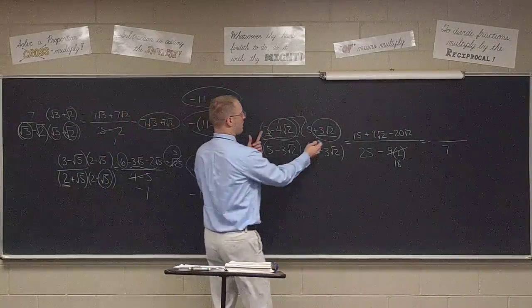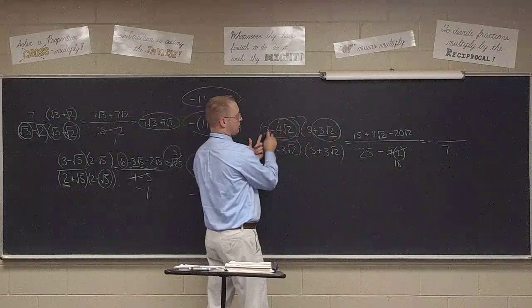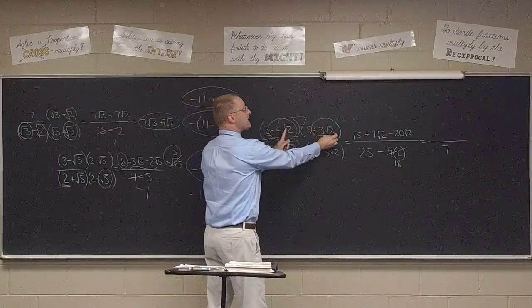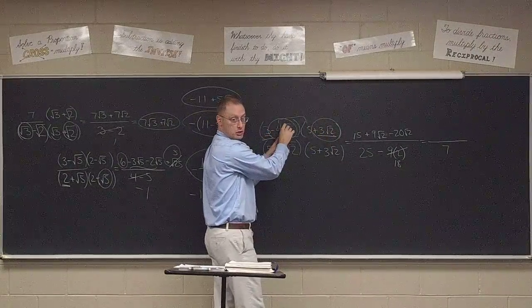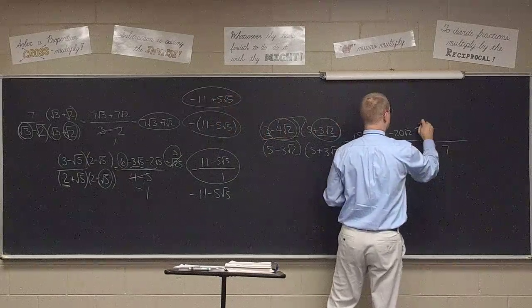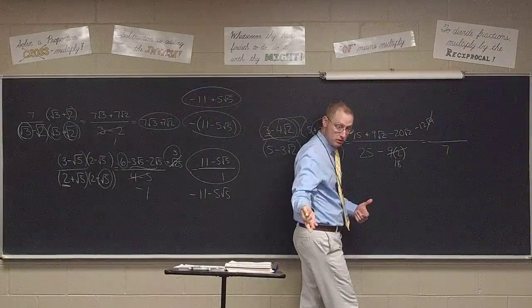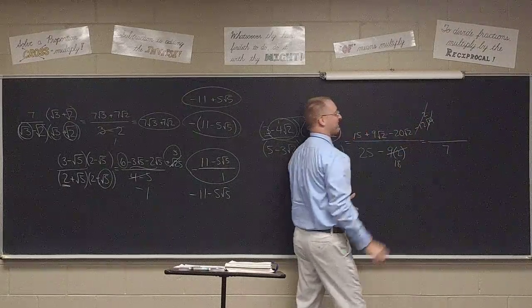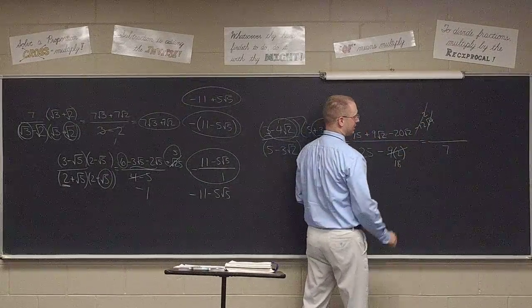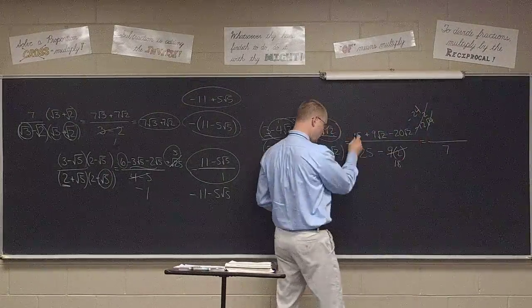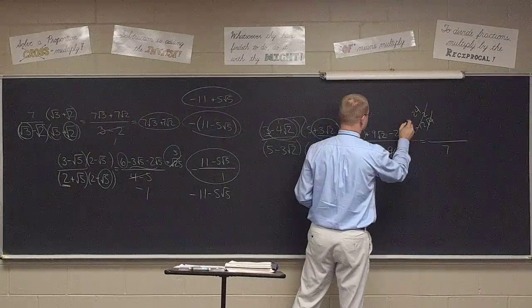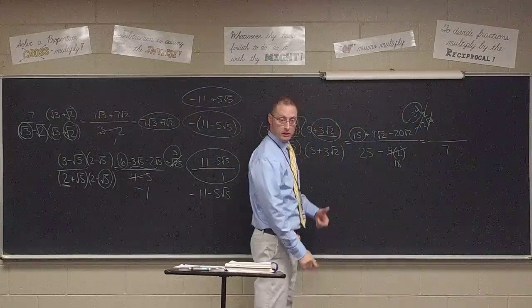Here, the square root of 2 has no friends, so it just stays square root of 2. Here, the square root of 2 has no friends. Here, the square root of 2 has another friend, another square root of 2, which gives square root of 4. So we get negative 12 square root of 4, which is 2, times the negative 12 gives us. And now we can combine the 15 and the negative 24.